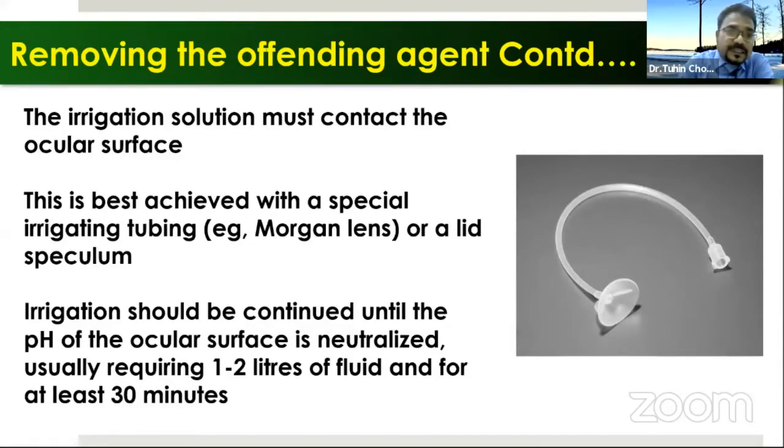Sometimes patients are just not opening the eyes, and assistants are putting the water on the eyelids only. So this should be avoided, and this is best achieved with a special irrigating tube. You can use a Morgan lens, or if you don't get a Morgan lens, you can use some topical anesthetic eye drops and then put a speculum. Irrigation should be continued until the pH of the ocular surface is neutralized. Usually, you should go for at least 1 to 2 liters of fluid, and at least for 30 minutes.